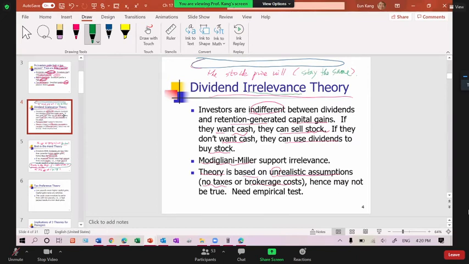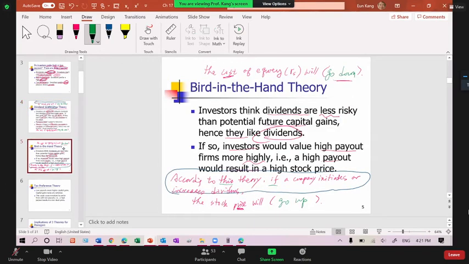So the cost of equity, Rs, will stay the same. So that's dividend irrelevance. Bird in the hand theory, stock price will go up.